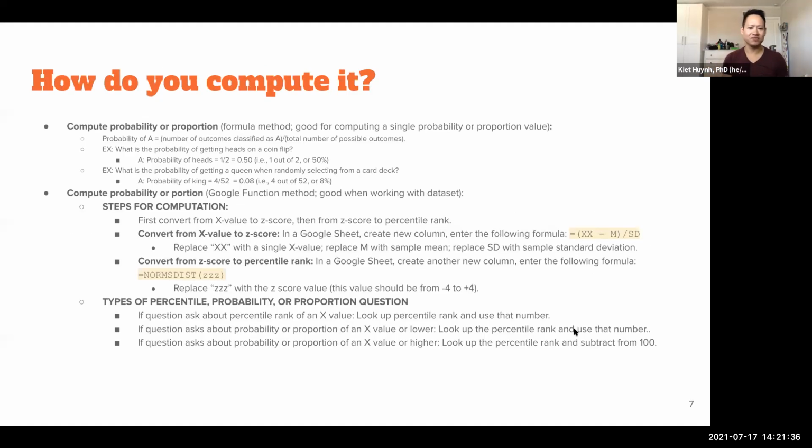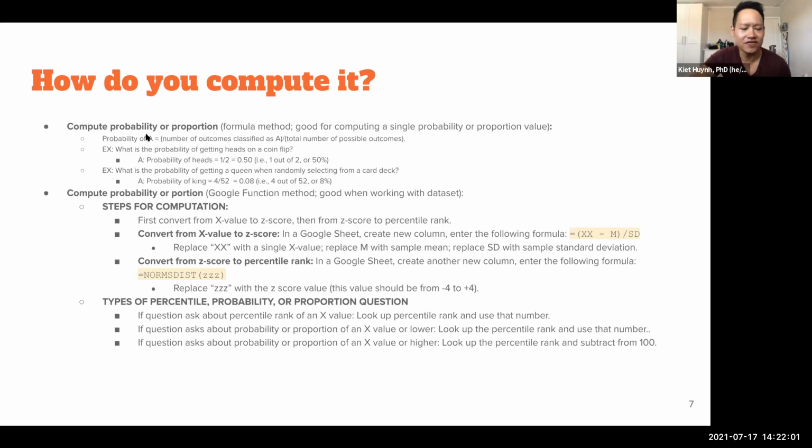Okay, so how do you compute probability? It's straightforward. This definition, the formula, sounds really confusing, but it's not really. And you would normally use this formula only if you're looking for a single probability value, like if you have a word problem asking you for probability.